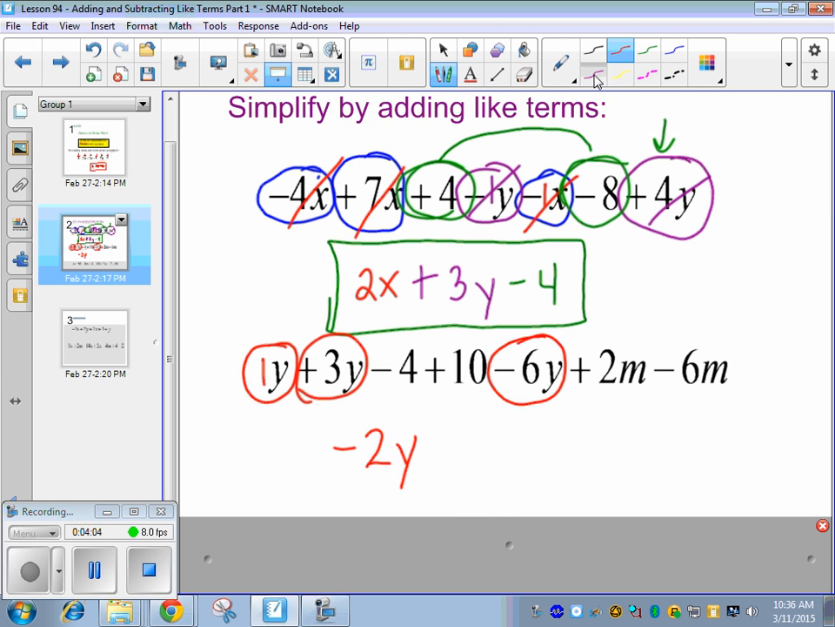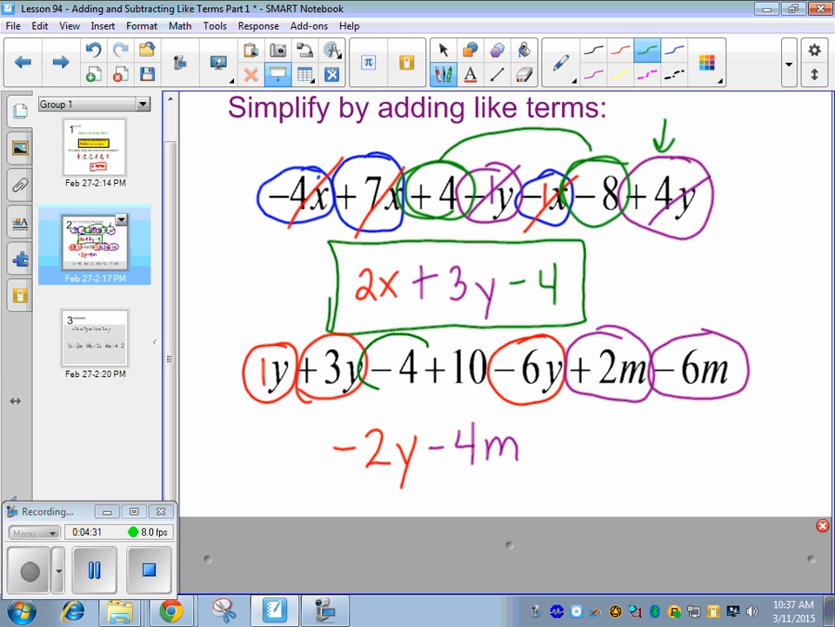All right. Now I'm going to do my m's. So Abby, what can I add together for my m's? 2m and negative 6m. Good. So I have a positive 2m and a negative 6m. And so Haley, what would that be? Close. Who wins the war? Negative. Yes. So 6 is bigger and it's negative. So negative 4m.